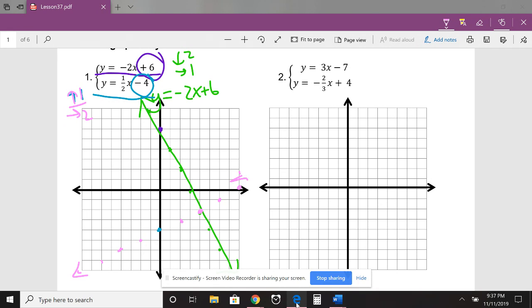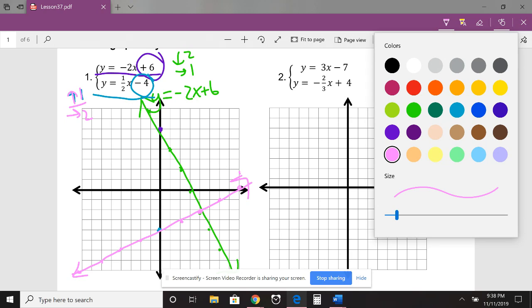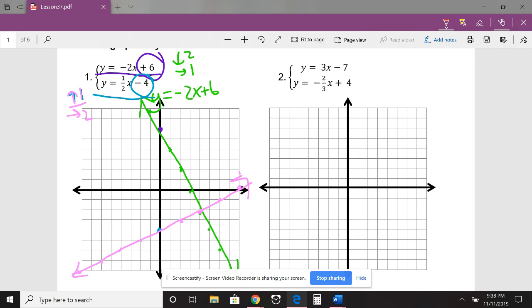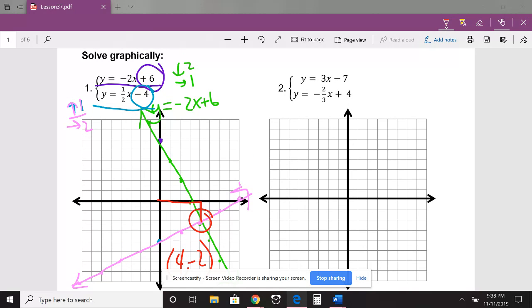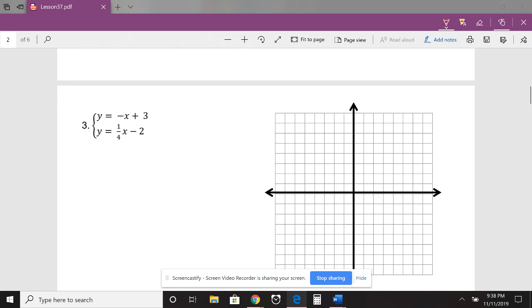You can see where they intersect, right? They intersect at this point right here, which is from the origin, 1, 2, 3, 4, negative 2. So the point that they intersect at is 4, negative 2. So that is the solution to the equation, and we'll show you what it means to be a solution to an equation. Let's look at another one.